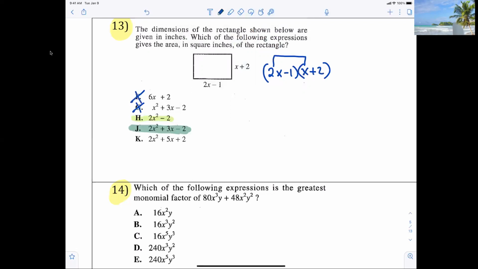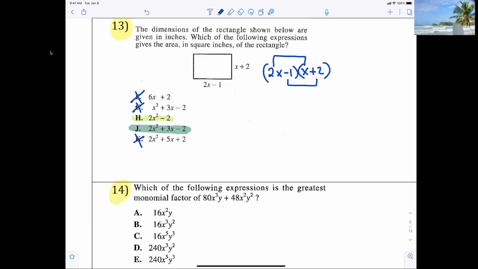That's what I'm trying to help you with, your test-taking skills. Some of you might be taking a standardized test pretty soon, and this is a helpful thing. Now we also know negative 1 times positive 2 is what? Negative 2. So we know it's not K.